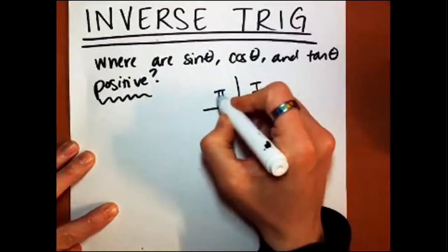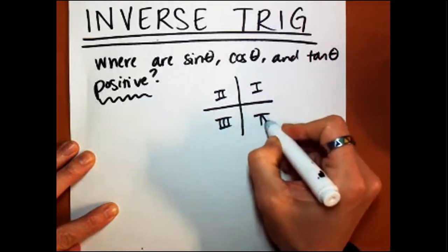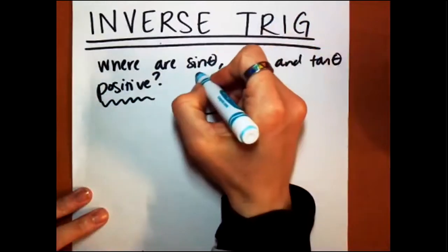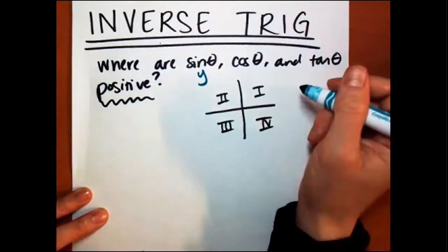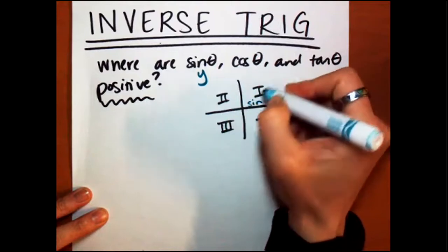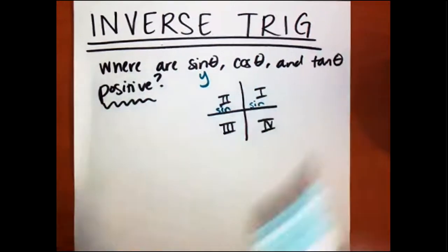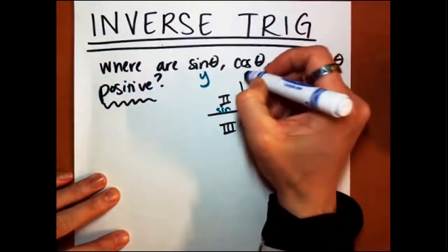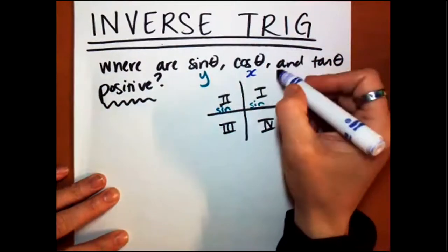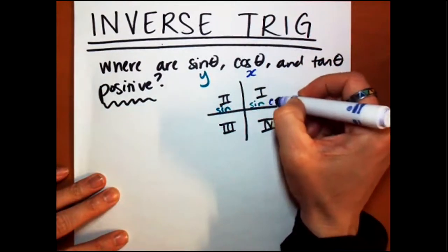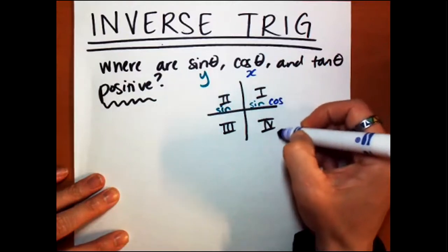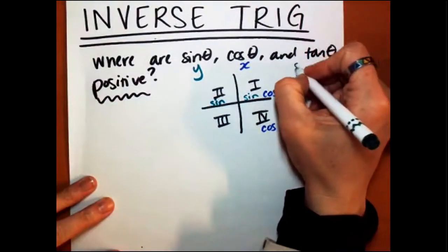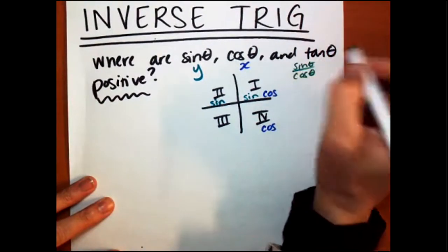We've got the first quadrant, second quadrant, third quadrant, and fourth quadrant. Great. Well, we said sine is the y value. So sine is going to be positive in the first quadrant where the y value is positive, and the second quadrant where the y value is positive. Now, cosine is the x value. So cosine is going to be positive where x is positive, namely in the first quadrant and the fourth quadrant. And tangent is sine divided by cosine. Sine theta divided by cosine theta.